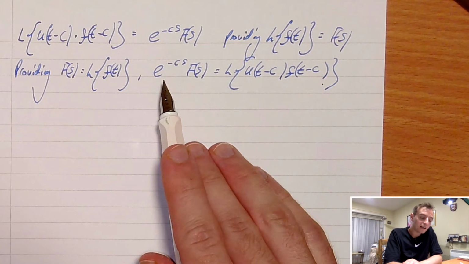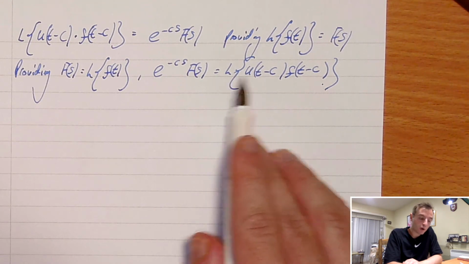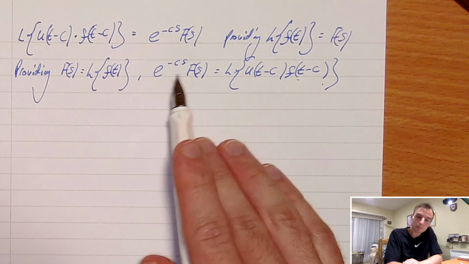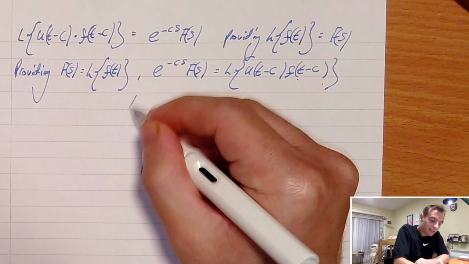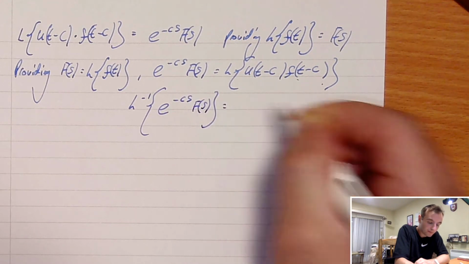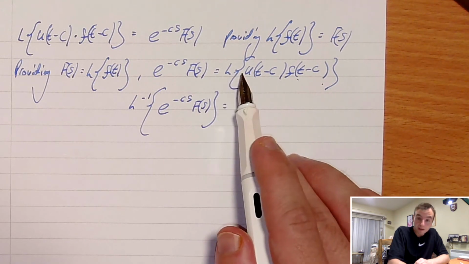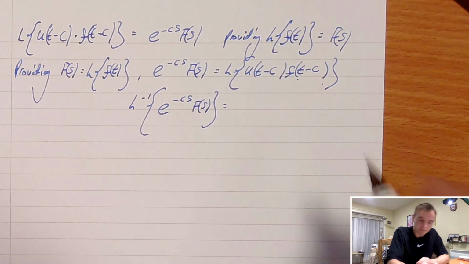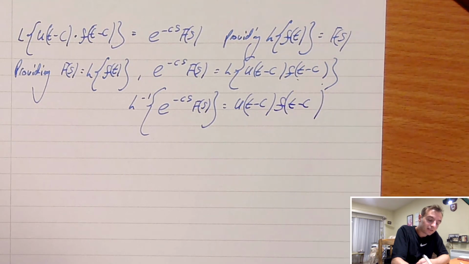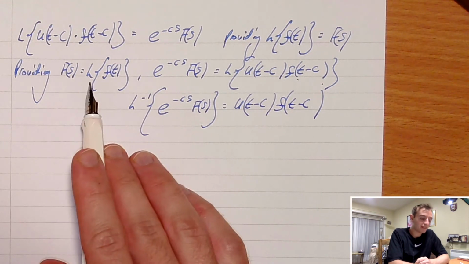And if we take the inverse Laplace transform of the Laplace transform of this, we're just going to be left with the function on the right-hand side and the inverse Laplace transform of the left-hand side. So if we take the inverse Laplace transform of e to the minus cs F(s), that's going to be equal to the inverse of this, which is just going to be the function. The inverse Laplace transform of a forward Laplace transform cancel each other out. So that's just going to be u(t minus c) f(t minus c). And obviously that's also providing that F(s) is the Laplace transform of f(t).